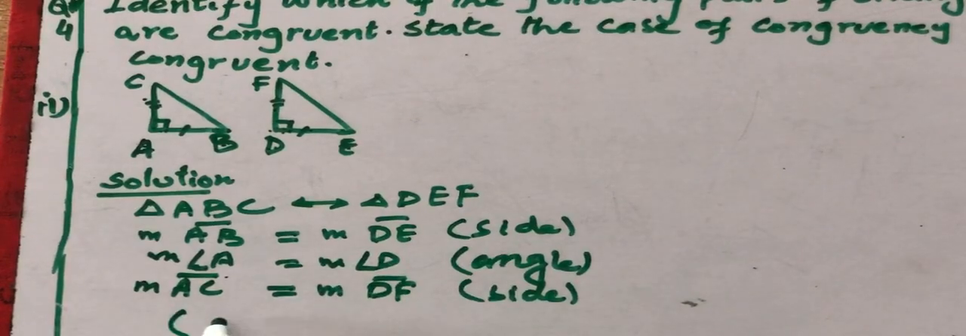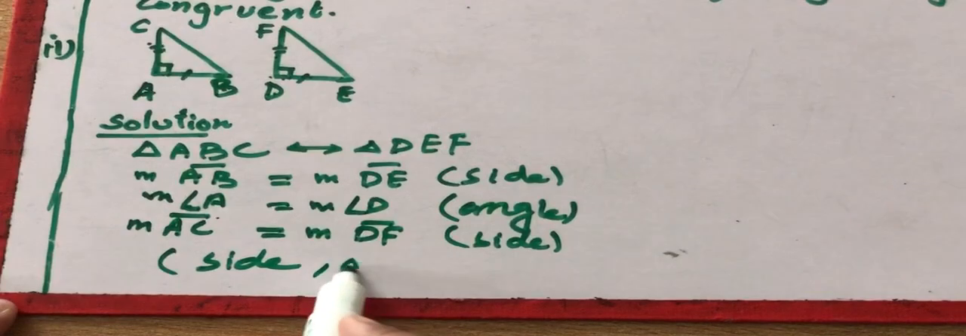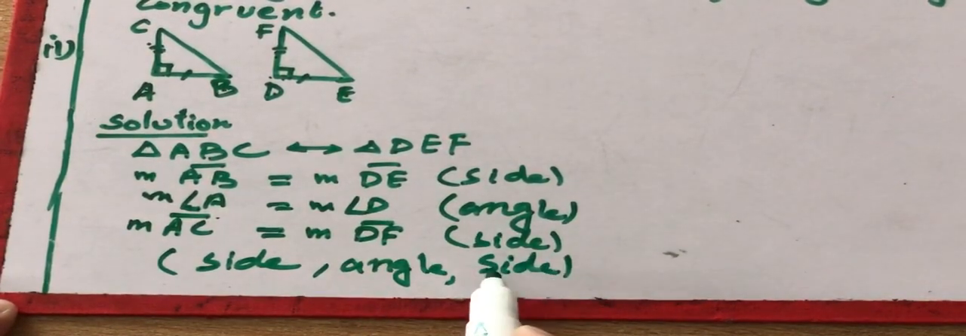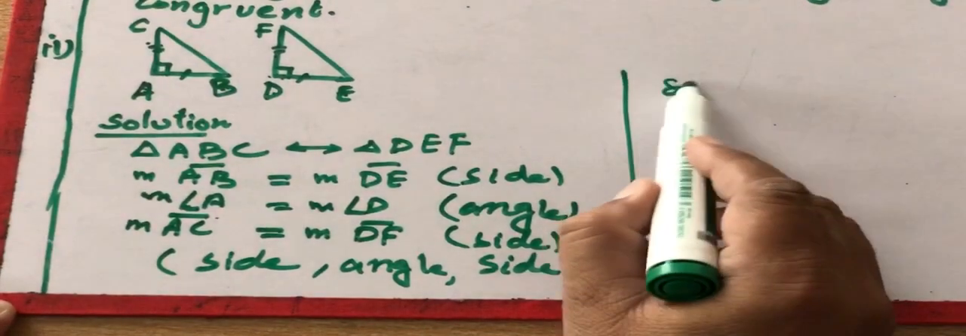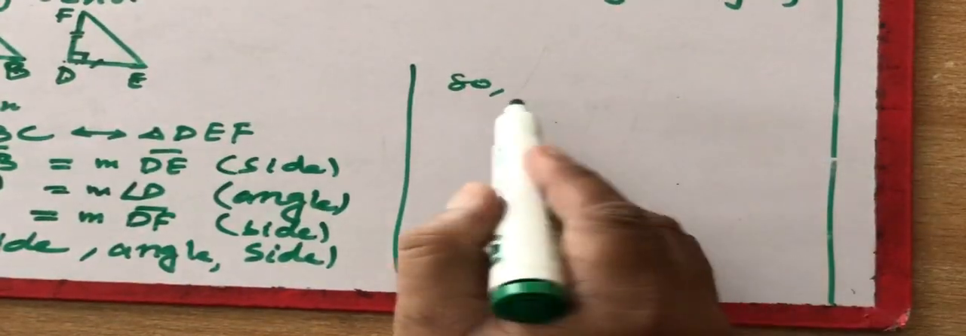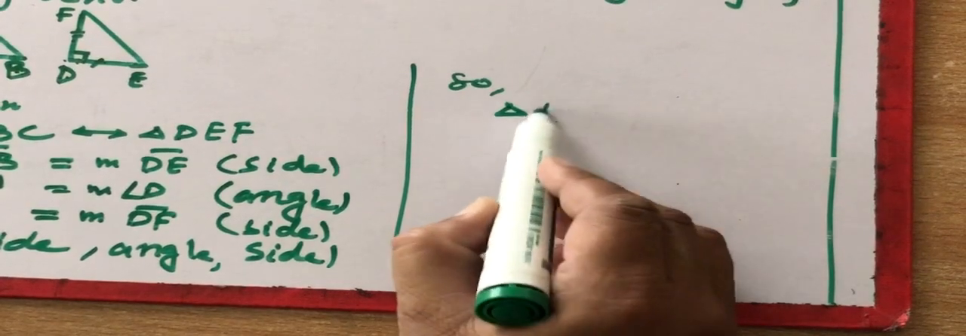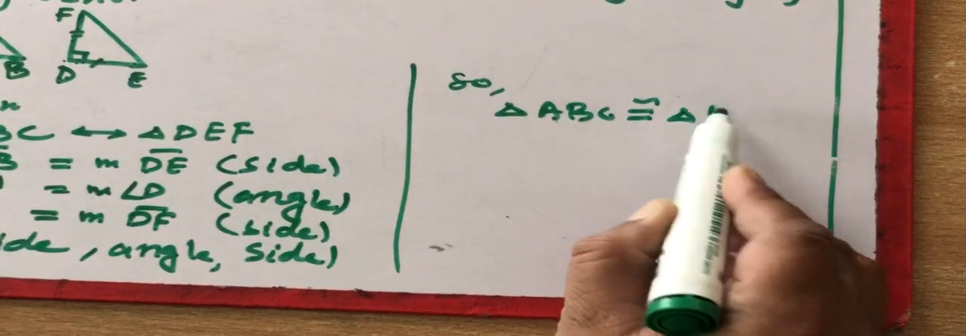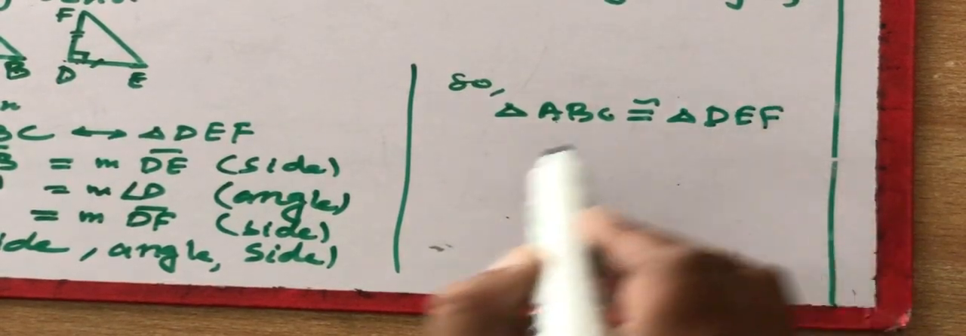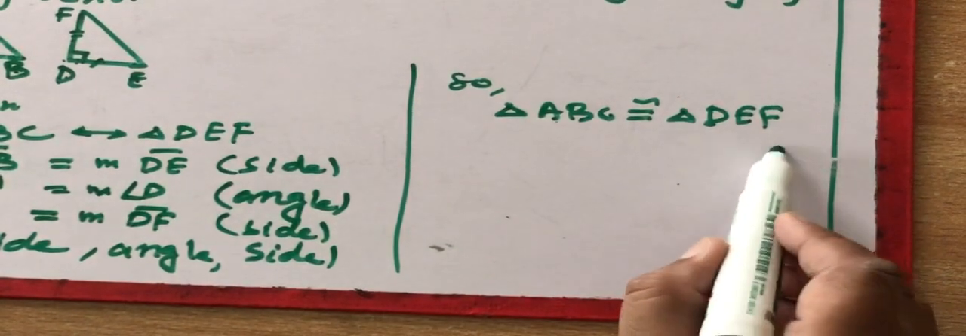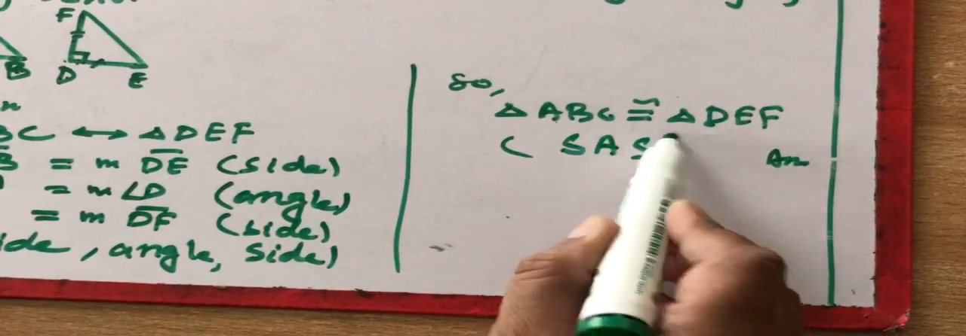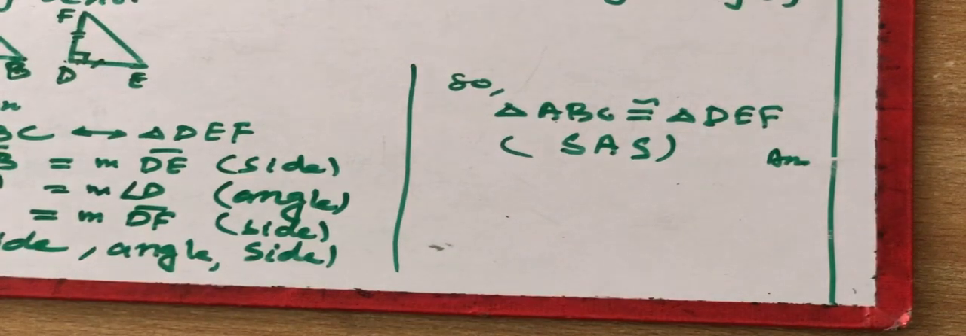So the case is side, angle, side. So triangle ABC is congruent to triangle DEF. The case is SAS, side, angle, side.